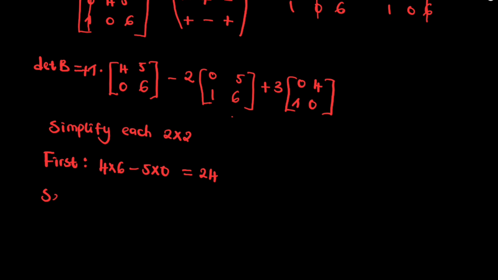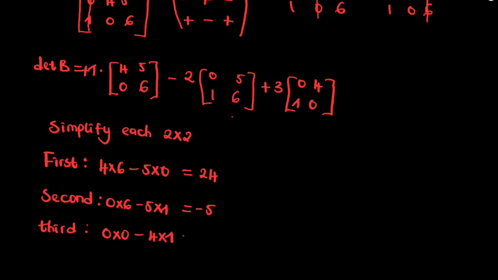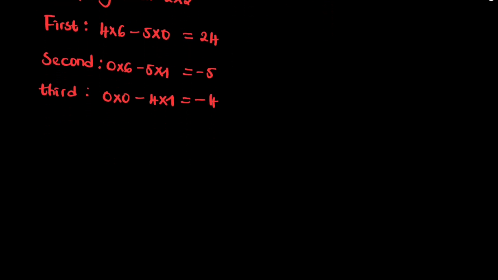We take the second case. So here we are just simplifying it differently to ease things. So we do the same. 0 times 6 minus 5 times 1. This gives us minus 5. We take the third. 0 times 0 minus 4 times 1. This gives minus 4.